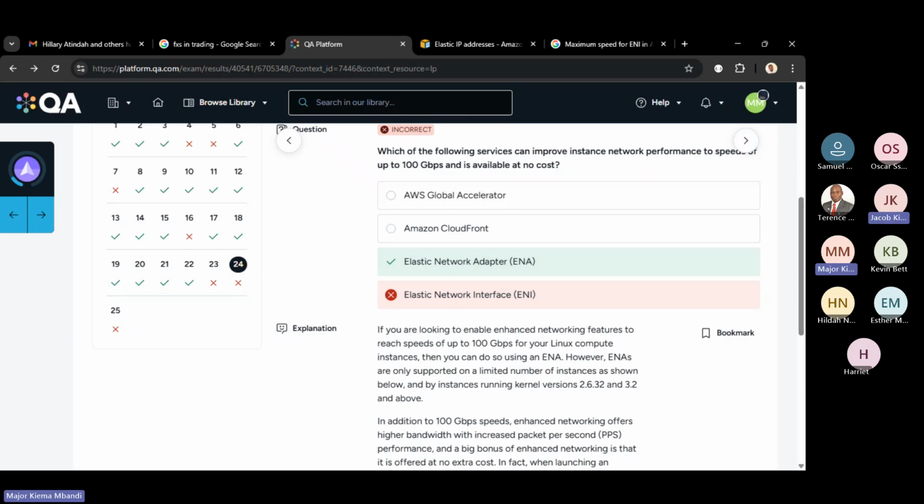Maybe just to complement what someone has said, ENA will only apply for Linux instances. If you have Windows or another operating system, we'll have no option; we also have to use the ENI for those non-Linux instances. So what if you want to achieve the same speeds on Windows or any other non-Linux instance?